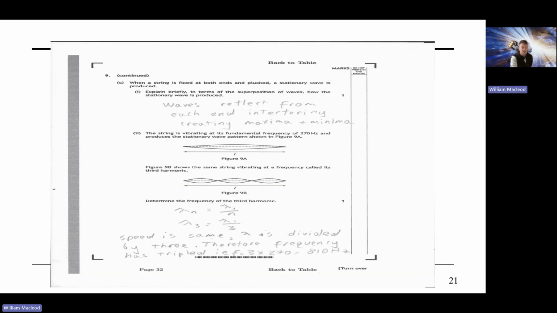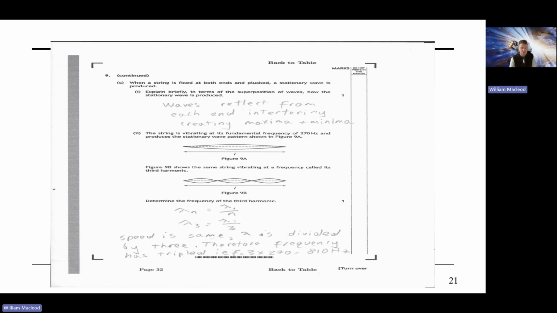This question here, the last question we'll do, is about standing waves. So explain briefly in terms of superposition of waves, how the stationary wave is produced. Well, waves are reflected from each end of the, I suppose, the guitar string, and they interfere, creating maxima and minima. So you get the incoming wave interfering with the reflected wave. And in part 2 there, we've got a diagram of the fundamental, the first harmonic, and the third harmonic.